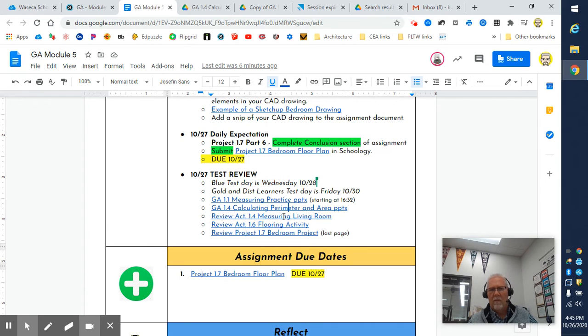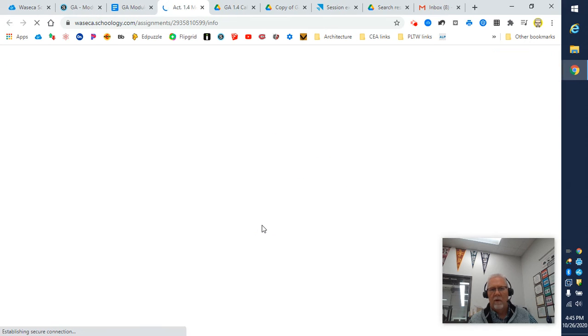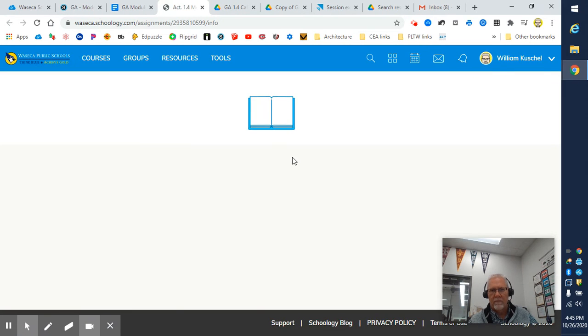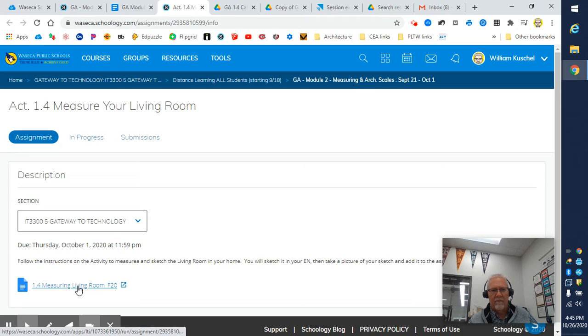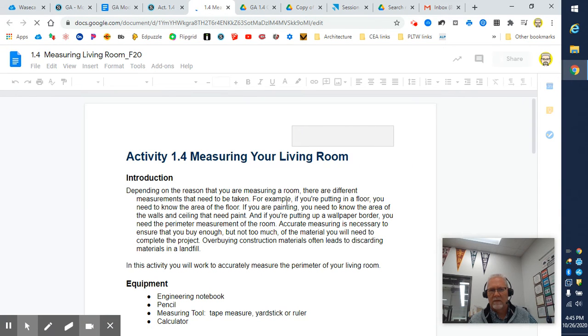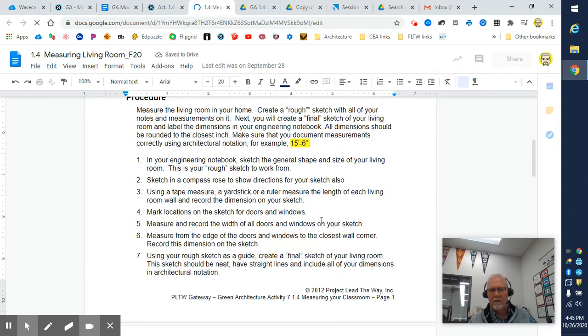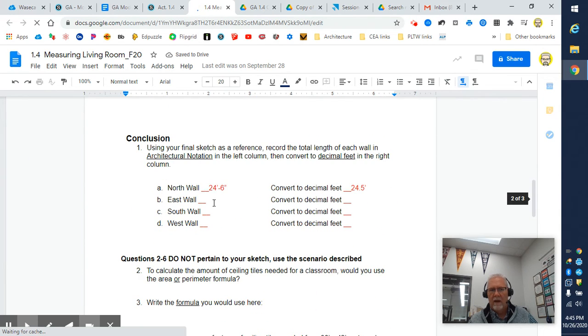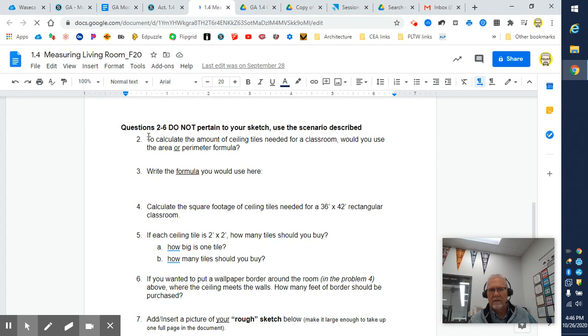You may go back and review your activity for 1.4. You can open up your assignment again from that. Maybe check where you missed some points. I typically put some information in there, but you can go down to that one. And we did things like, what's the north wall? And then we had to convert that to decimal feet. These are some fantastic questions to review yourself on.